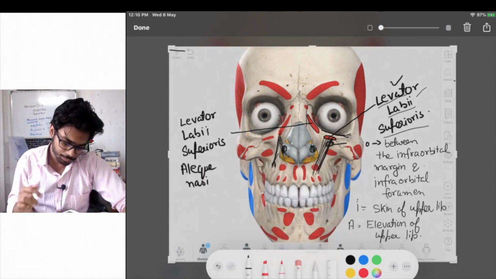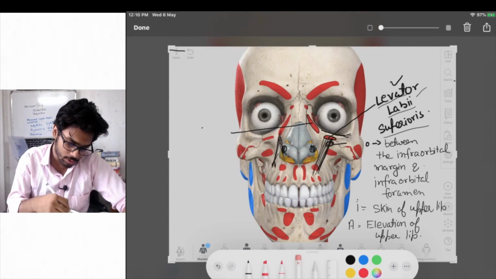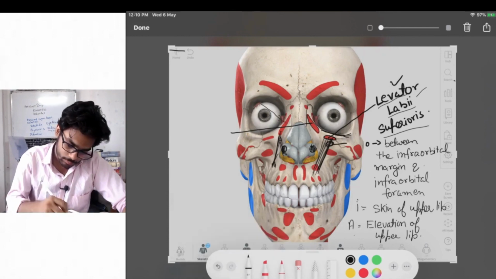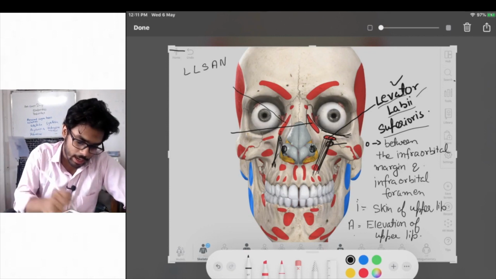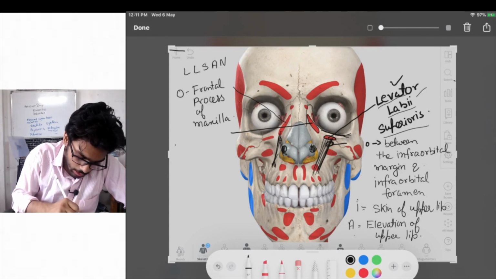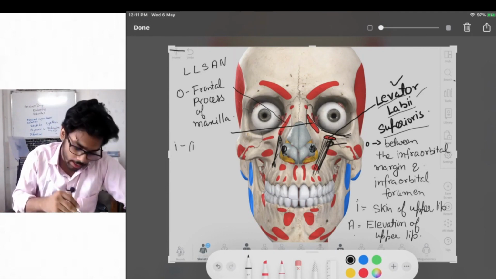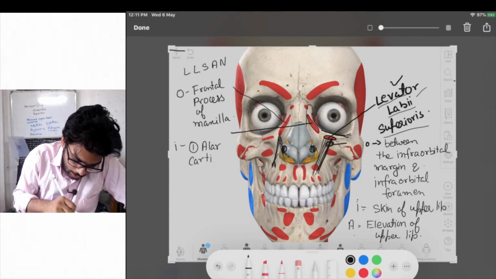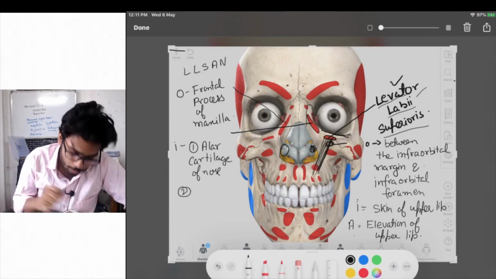Am I clear? So what is its point of origin? The origin of levator labii superioris alaeque nasi is the frontal process of the maxilla. And what is the point of insertion? There are 2 points of insertion. What are they? First is the alar cartilage of the nose. Where is it? It is here. This is this part. Okay. And what is the second point of insertion? Upper lip.